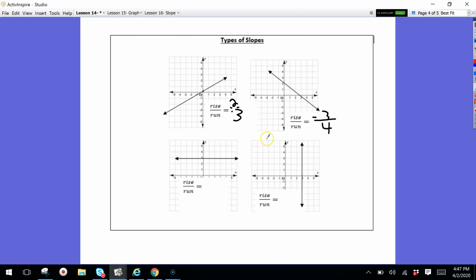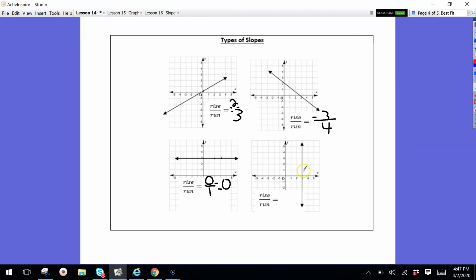Now these two are a little bit special, because notice that this line is just going straight. It's a horizontal line. My rise here is 0. It's not going up at all. The run really depends on what 2 points you pick. If I pick these two, my run is 1. 0 divided by 1 is the number 0. So a horizontal line has a slope of 0.